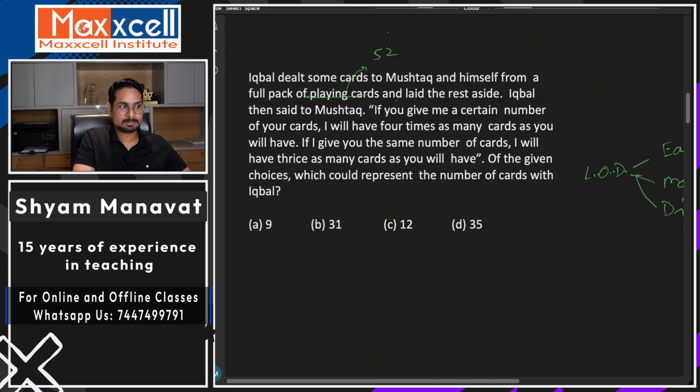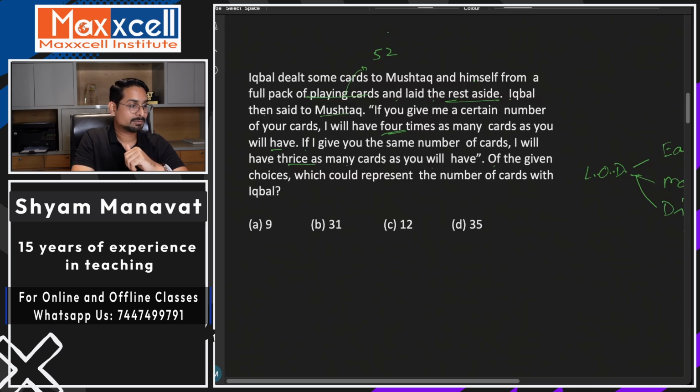Now, let the rest aside, as in he did not distribute all of them. He is leaving some aside which we don't know. Next, Iqbal then said to Mustaq, if you give me a certain number of cards, again we don't know that certain number of cards, I will have 4 times as many cards as you will have. Okay, 4 times. So here we need to make an equation. If I give you the same number of cards, then I will have twice as many cards as you will. So that's the second condition.